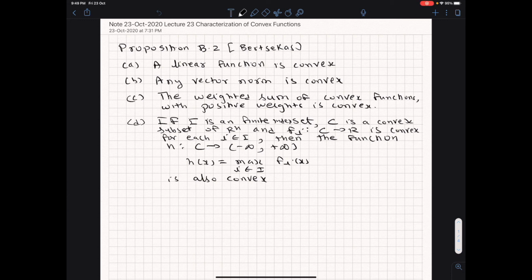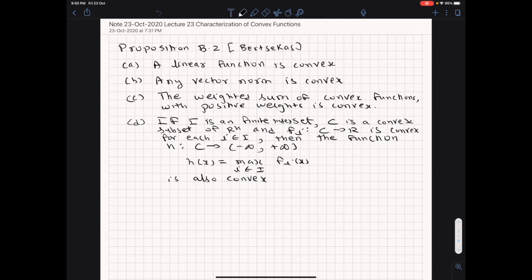Welcome back. So let's start today with some examples of convex functions, and then subsequently we will also develop some properties of the convex functions. Okay, so the first example, which is actually a proposition B2 from Bertsekas, is that a linear function is convex.